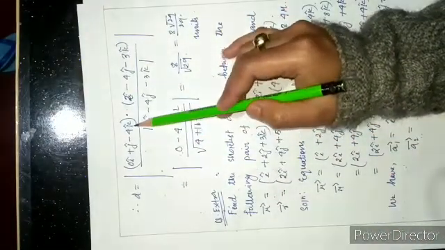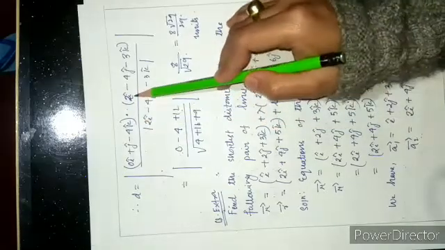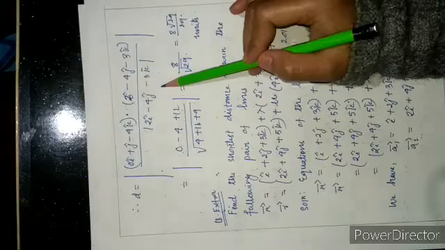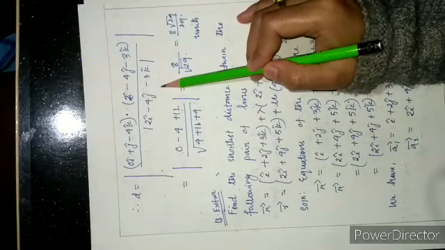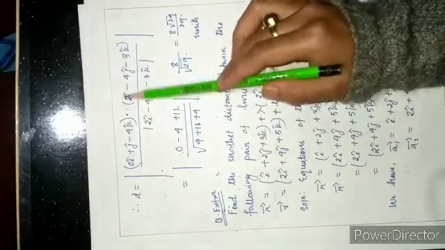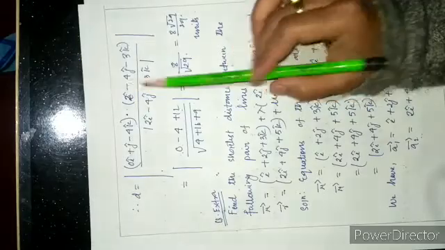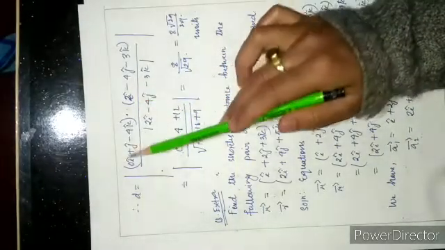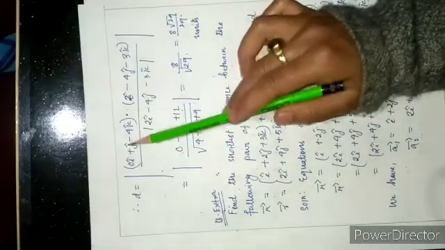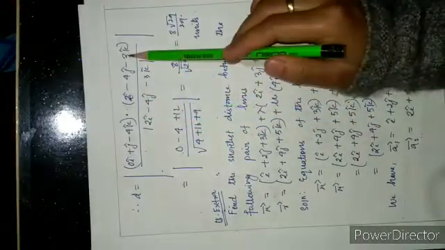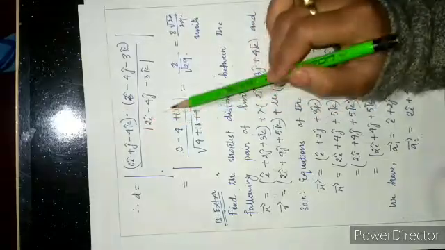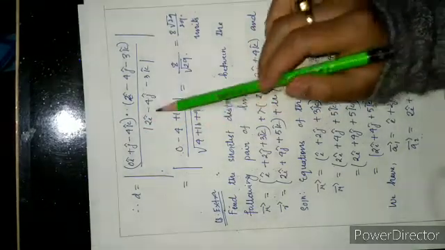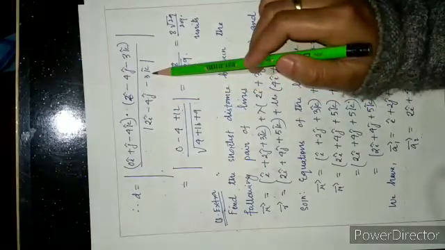i cap plus j cap minus 4k cap, and b1 cross b2 is 2i cap minus 4j minus 3k. Then find the magnitude of these vectors. The scalar product of these two vectors is equal to the sum of the product of corresponding elements: 2 into 0, 0, minus 4 into plus 1, minus 4, minus 3 into minus 4, divided by the modulus of 2i cap minus 4j minus 3k.